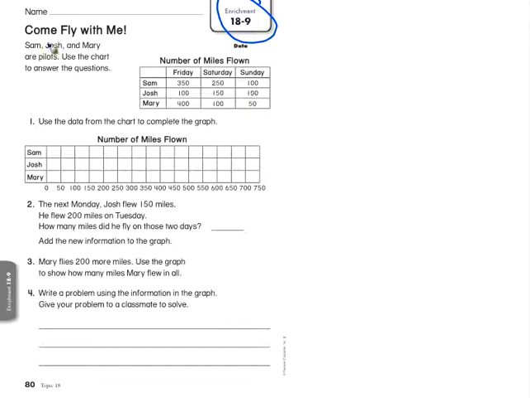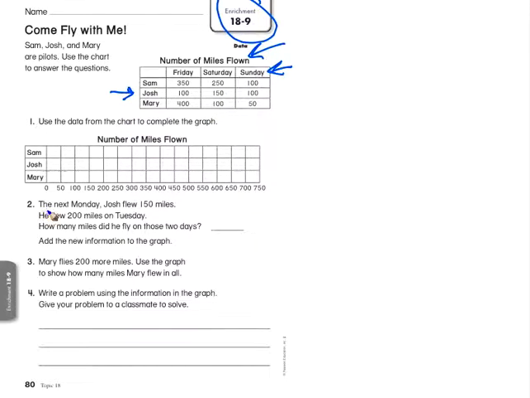So let's get started. It says, come fly with me. Sam, Jose, and Mary are pilots. Use the chart to answer the question. Okay, so here's Sam, Josh, Mary, and then here's how many miles they flew. So this data tells me number of miles flown, it tells me days, and it tells me who. So I've got a bunch of different things going on here. It says use the data from the chart to complete the graph.